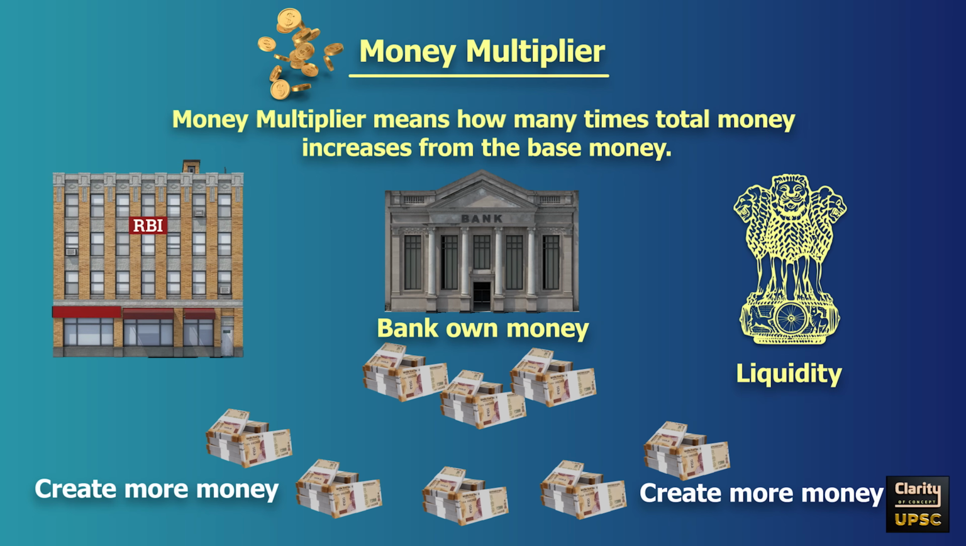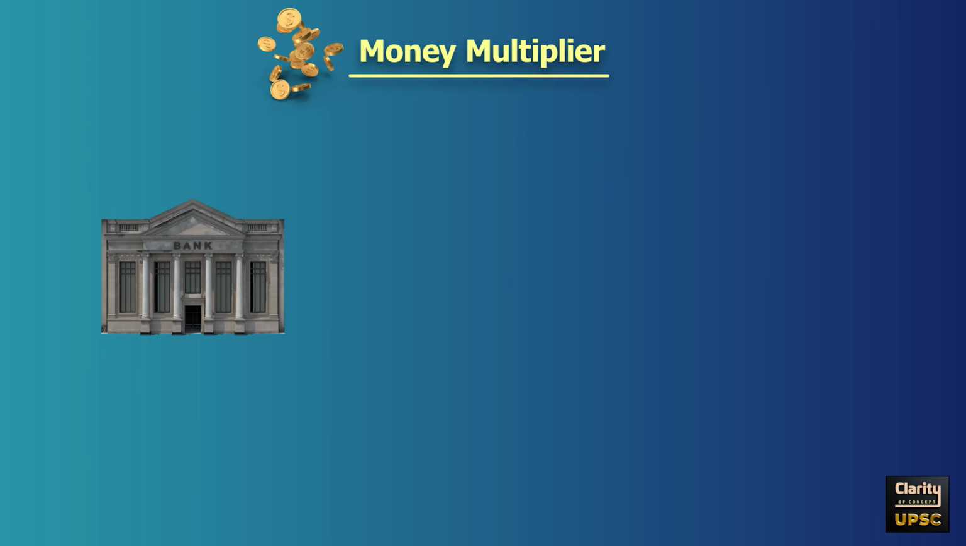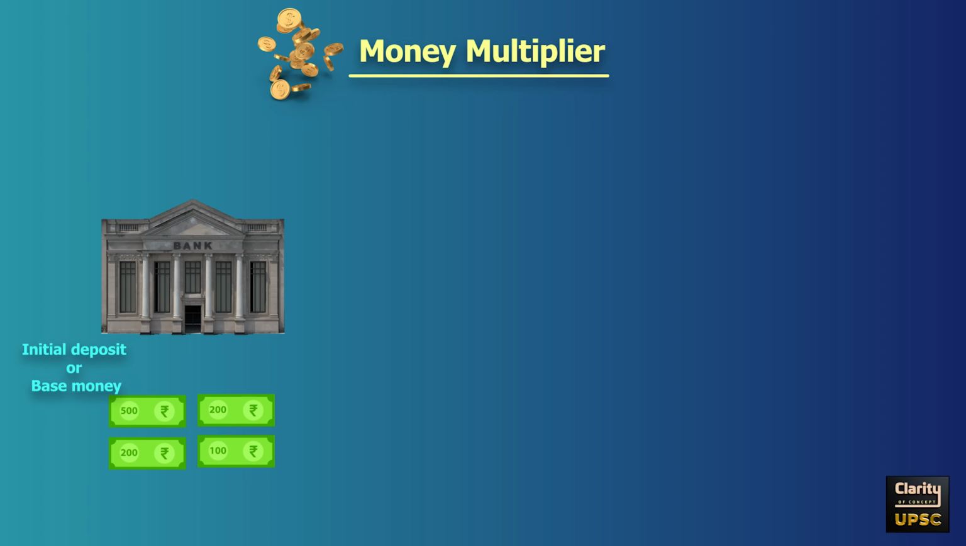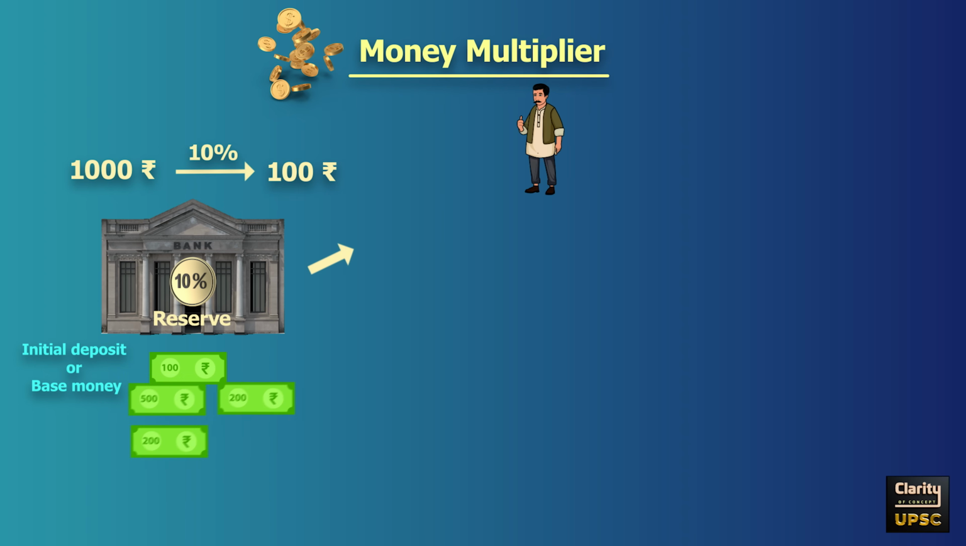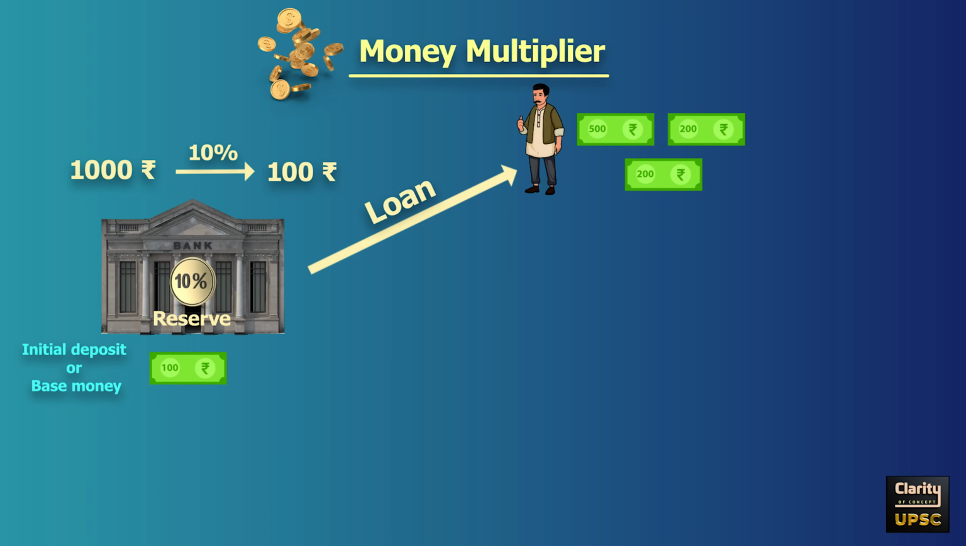Now let us see a simple example. Suppose a bank has 1000 rupees. This is the starting money. We call this initial deposit or base money. Bank keeps 10% of it as reserve. That means out of 1000 rupees, 100 rupees is kept aside. The remaining 900 rupees is given as loan.